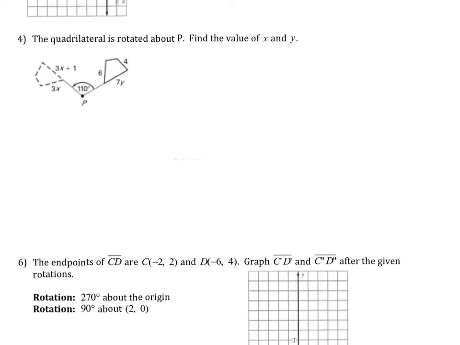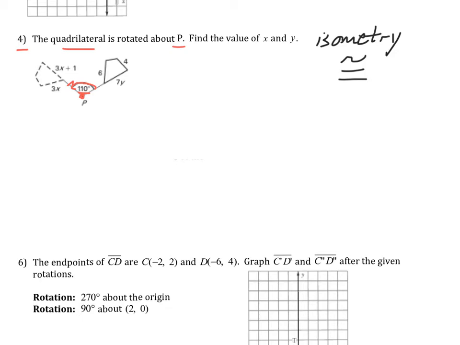Now for our next problem, number 4, we have a quadrilateral that's been rotated about point P. So point P is my center of rotation, and my angle of rotation is 110 degrees. Now, anytime I rotate a figure, I know that the rotation is an isometry. So it's some sort of transformation that preserves side length and angle measure. So in other words, it tells me that my two figures are still congruent even though they've moved in some way.